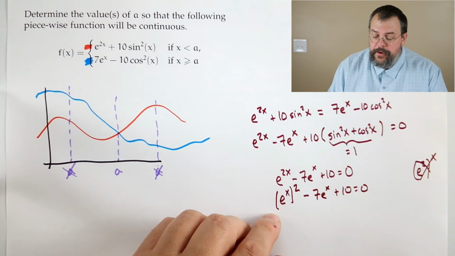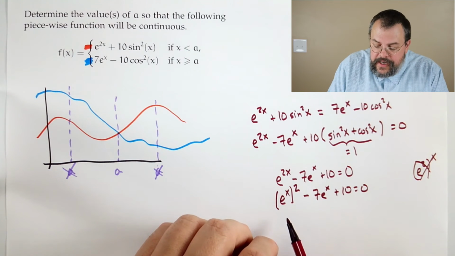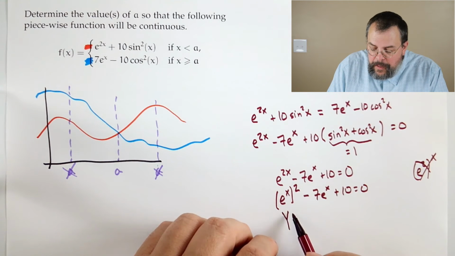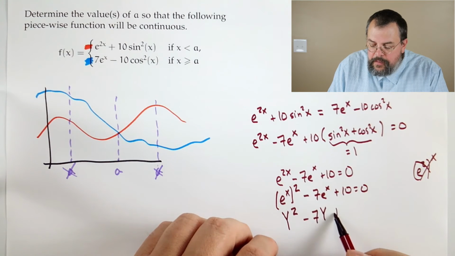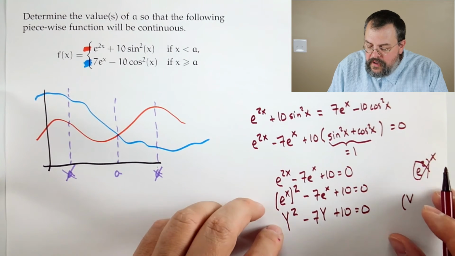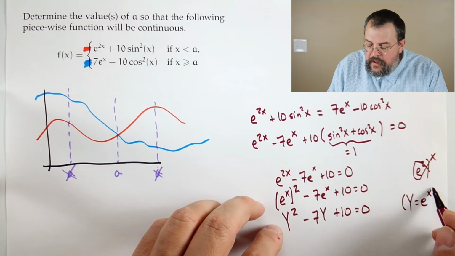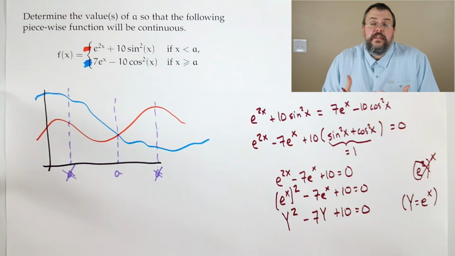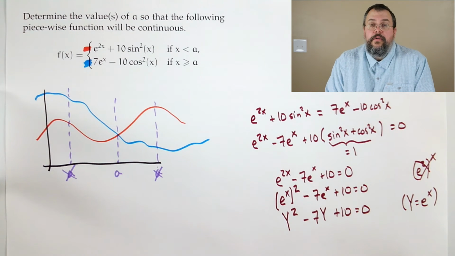Now, if you're not comfortable with this, let's just introduce a temporary name. I'll put, say, a capital Y. Y squared minus 7 capital Y plus 10 equals 0, where capital Y is e to the x. I'm allowed to do this. It's just a temporary place name. It's just holding something for me.